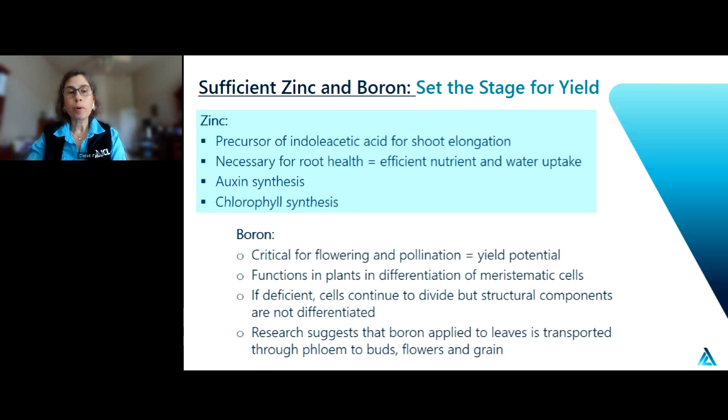So here's a poll question for you. Do you use foliar nutrients mid-season? You can go ahead and answer those questions.